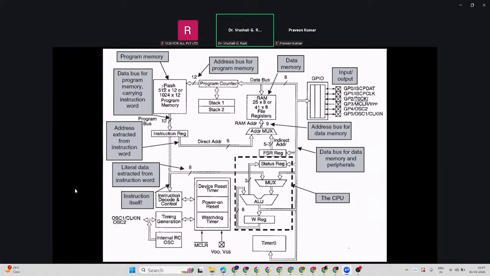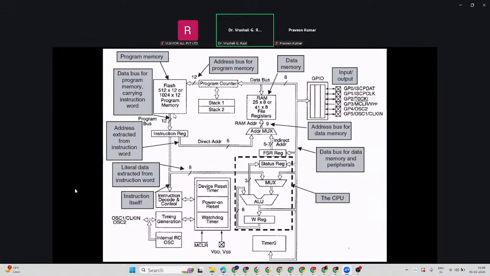Then come on this side. What is it? Flash. How is your flash? 512 by 12. This can be the flash memory, or 1024 by 12. That much is the flash memory. Means it is a stack of how many bits? 12 bit. And how many? In the first case, 512 times those 12 bits are available, or 1024. Higher memory or lesser memory. That is the only difference. So this is the flash memory available here. Either this or this, depending on which series we are talking about.